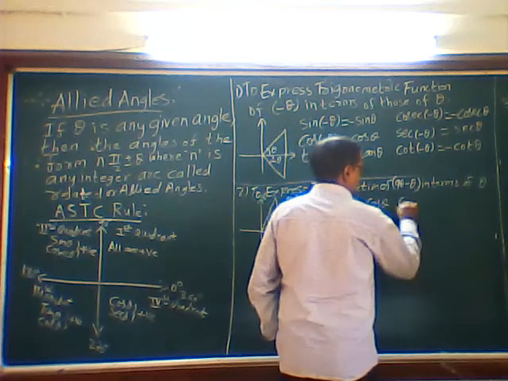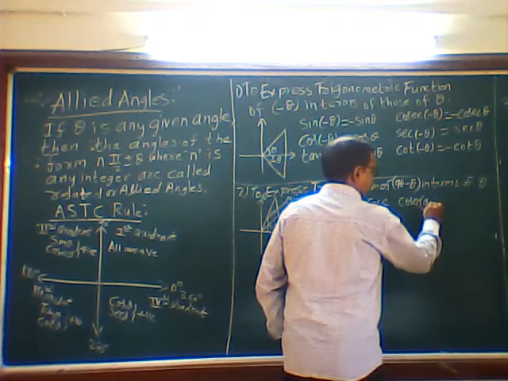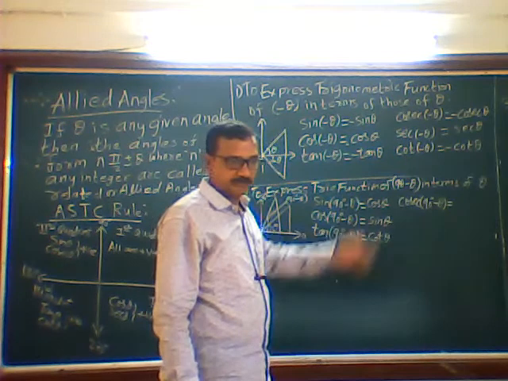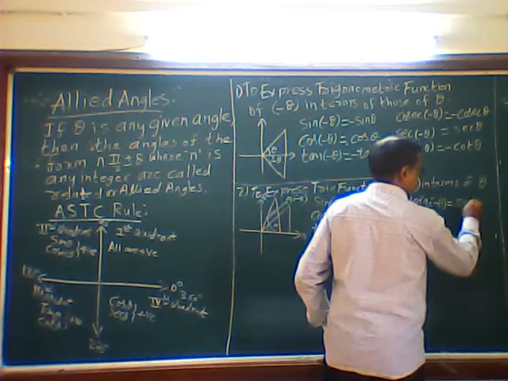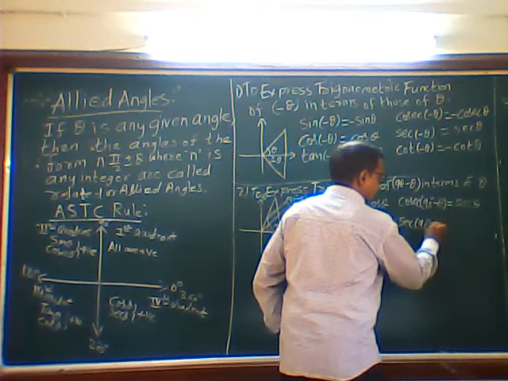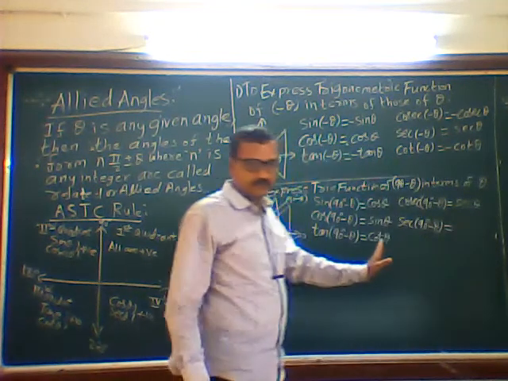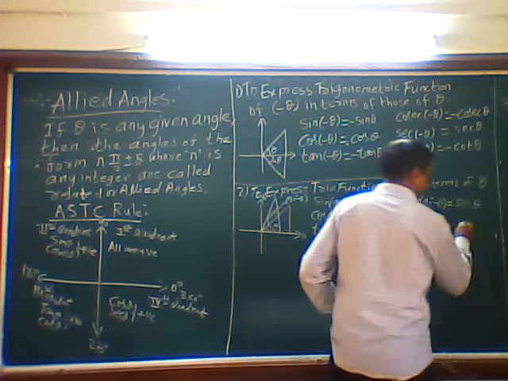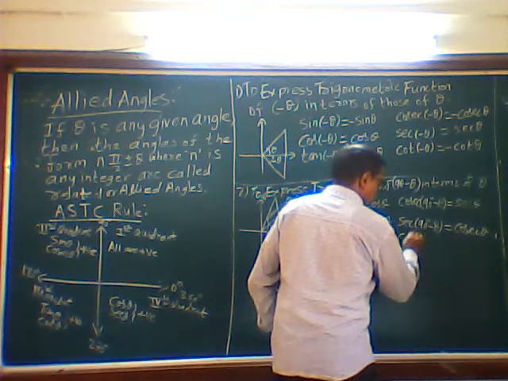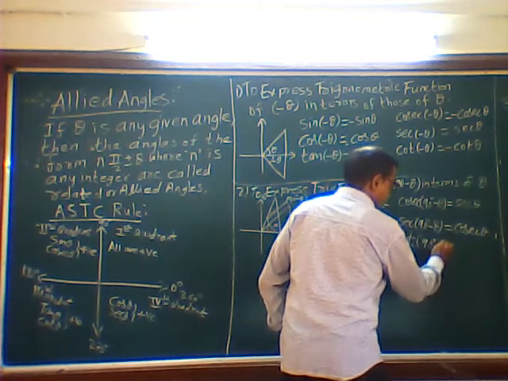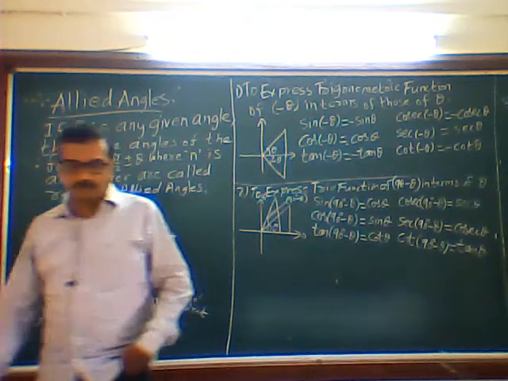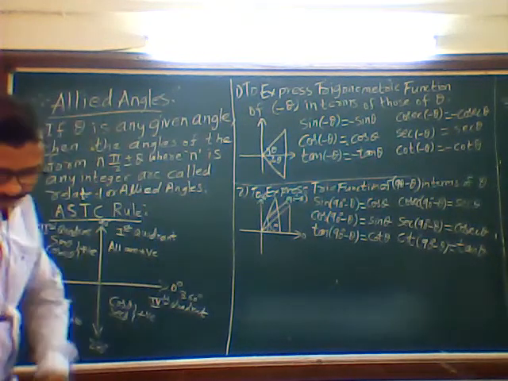Now come over here, cosec of 90 degree minus theta. It will be positive. Cosec's co-ratio is sec. It will become sec theta. Okay, next sec of 90 degree minus theta. Again it is positive. Sec will become co-ratio cosec. Then finally cot of 90 degree minus theta will become tan. So all are positive because it is lying in first quadrant.